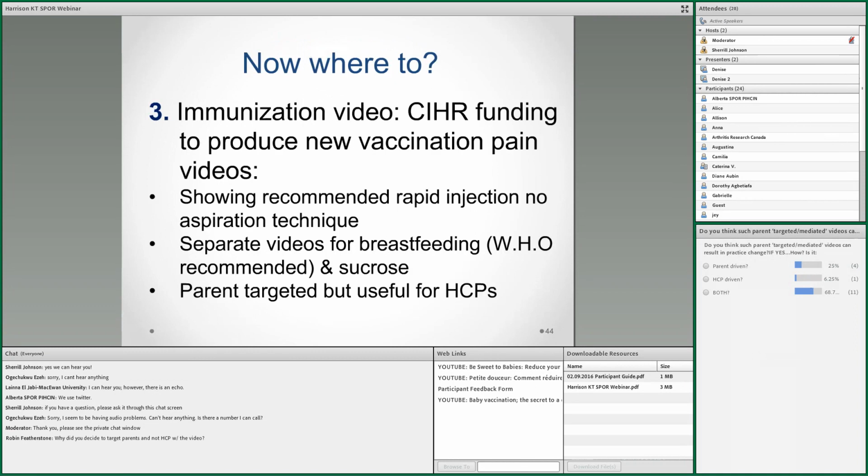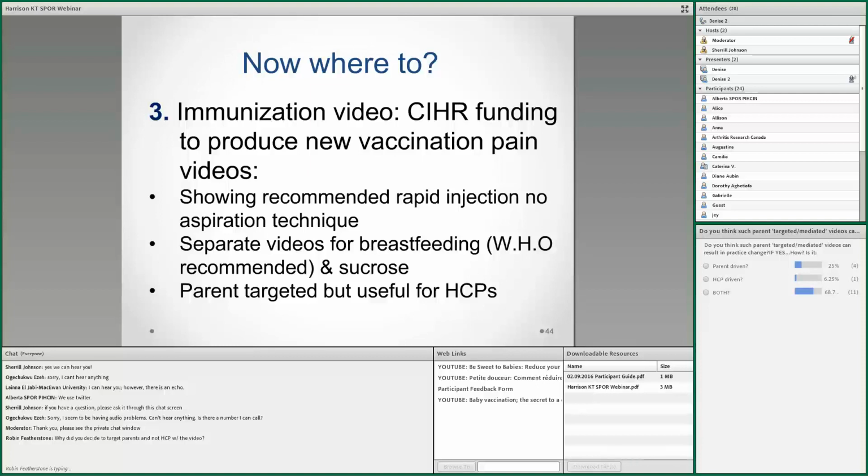So now where to? I've given you the link to our vaccination video, but in the meantime there were quite a few things that we realised we really had to work on. And so we did actually receive CRHR funding to produce a new vaccination pain video, showing recommended rapid injection and no aspiration technique. And we decided this time to do 2 separate videos rather than one for sucrose and breastfeeding. And this is based on the new World Health Organization recommendations to use breastfeeding during infant immunizations, but not sucrose.